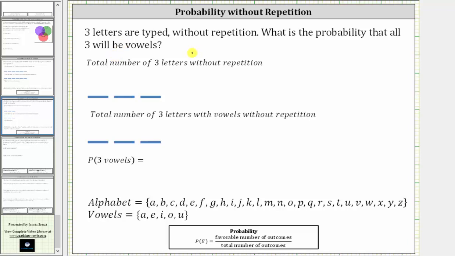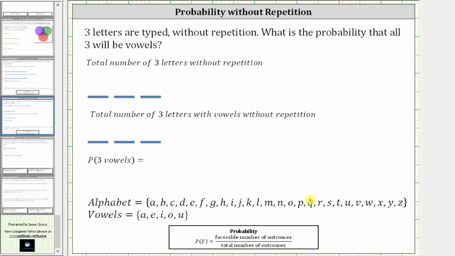Three letters are typed without repetition. What is the probability that all three will be vowels? To determine the probability that all three will be vowels, we'll have to determine the total number of ways three letters can be typed with vowels without replacement, and then divide by the total number of ways three letters can be typed without repetition. Let's first find the total number of ways three letters can be typed without repetition.